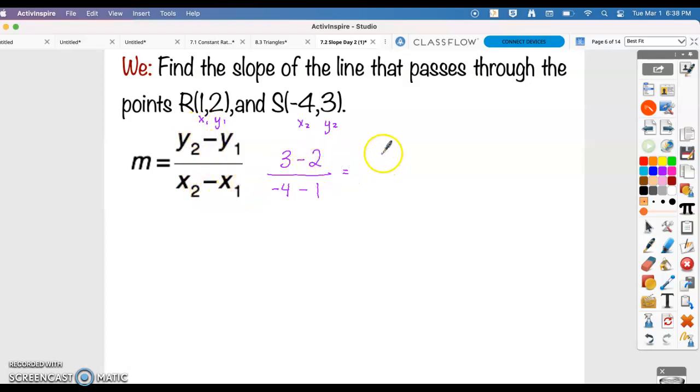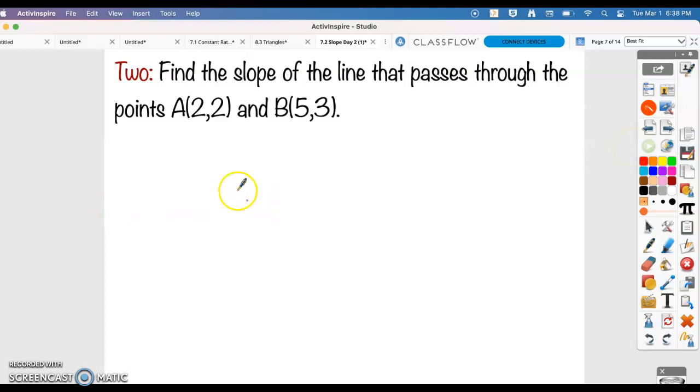So 3 minus 2 is 1. We've got 4 negatives and 1 negative, which would be 5 negatives. Now, this negative really doesn't go with the top number or the bottom number. It just makes the fraction negative. So this graph would either look like it's going down 1 and then right 5, or you could go up 1, left 5.